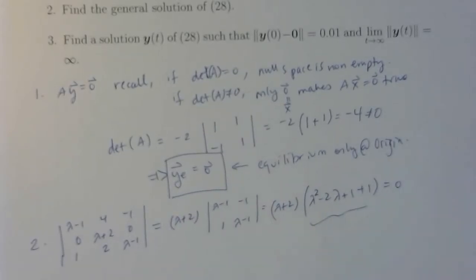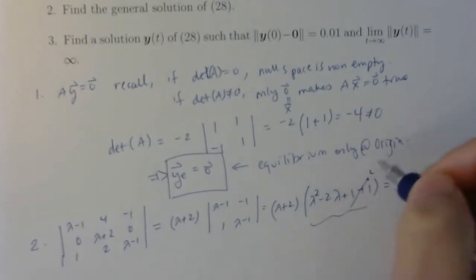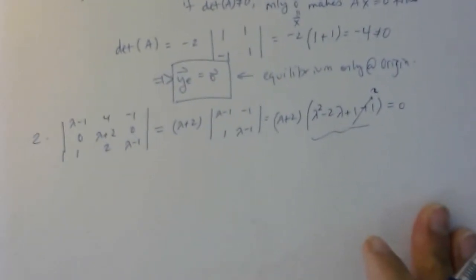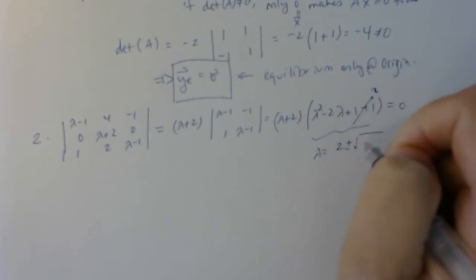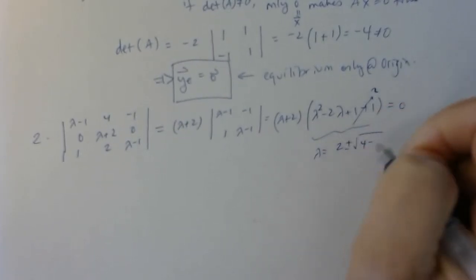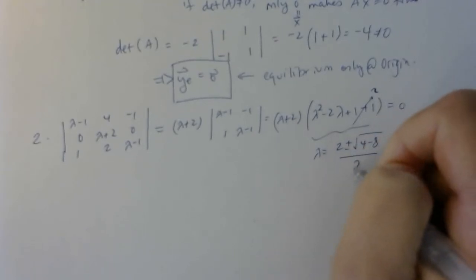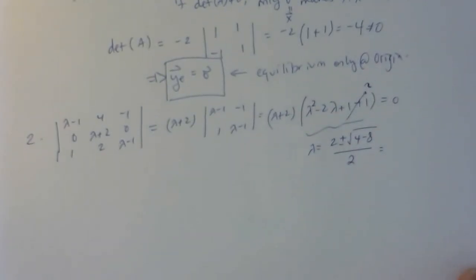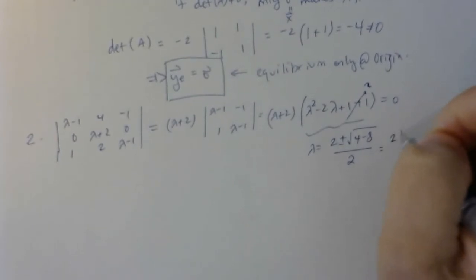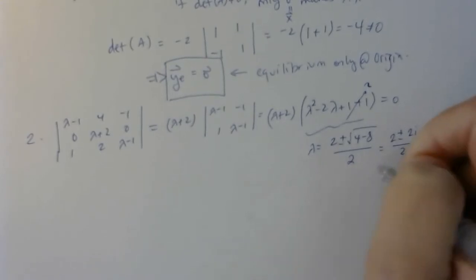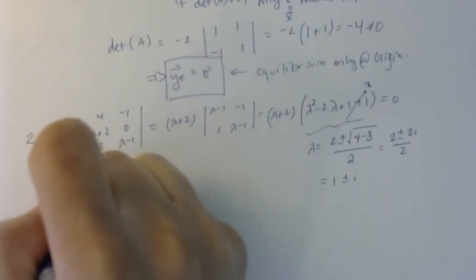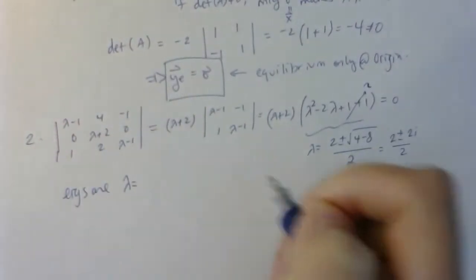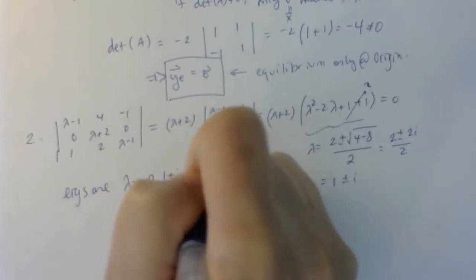This guy, I don't know how to factor. These sum to 2. So let's solve it using the quadratic equation. Lambda is negative b, 2, plus or minus the square root of b squared, 4, minus 4 times a times c, so 8, over 2. So that's going to be complex in general. So I have 2 plus or minus 2i over 2, so 1 plus or minus i. So the eigenvalues are minus 2, 1 plus i, and 1 minus i.